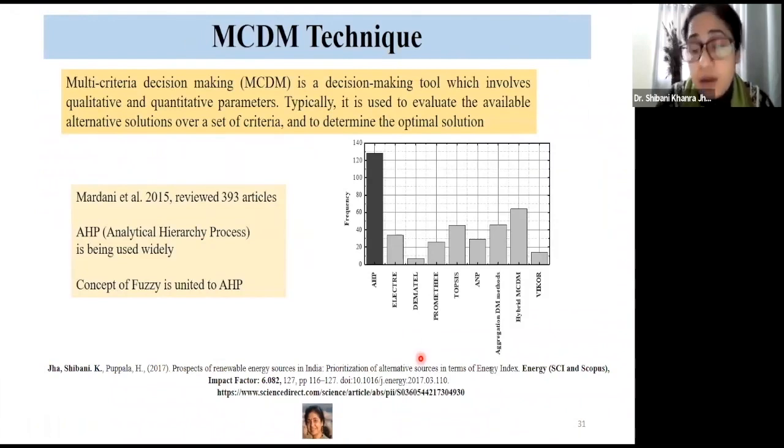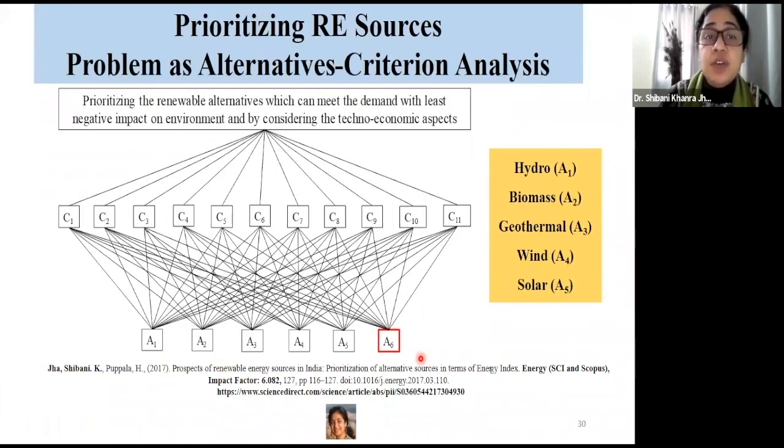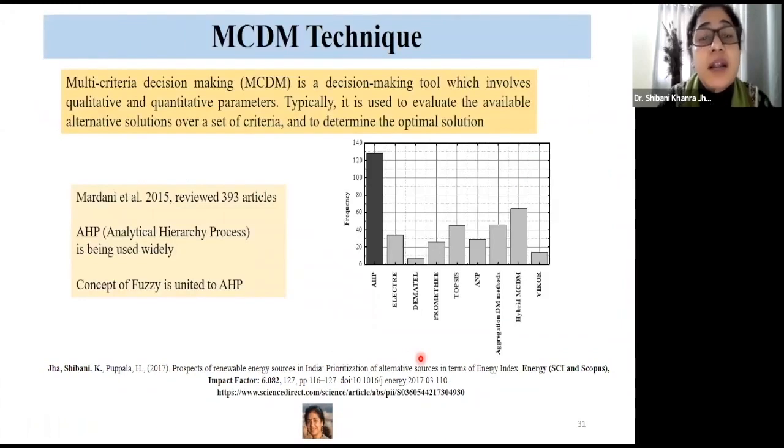Now to do this alternative-criteria analysis, the MCDM technique, or multi-criteria decision making technique, is one of the powerful tools. It is a decision-making tool which involves qualitative and quantitative parameters. Typically, it is used to evaluate the available alternative solutions over a set of criteria. So as you have seen, there is a set of criteria.